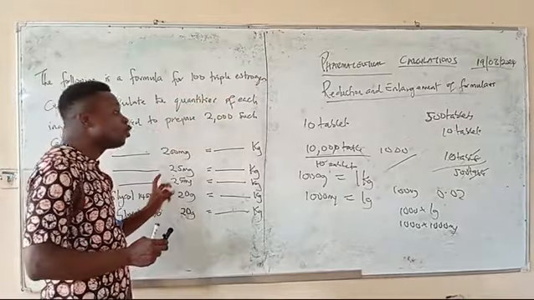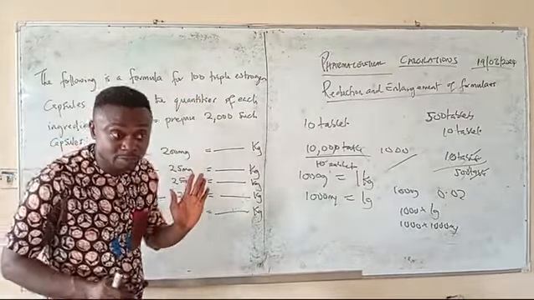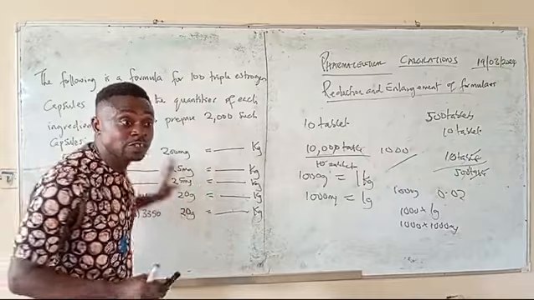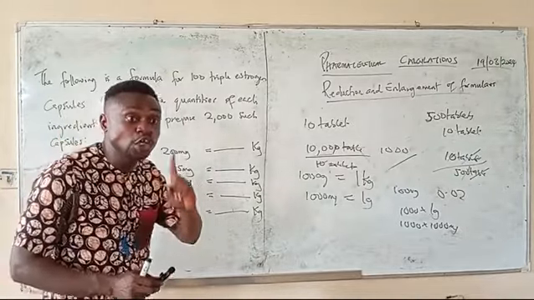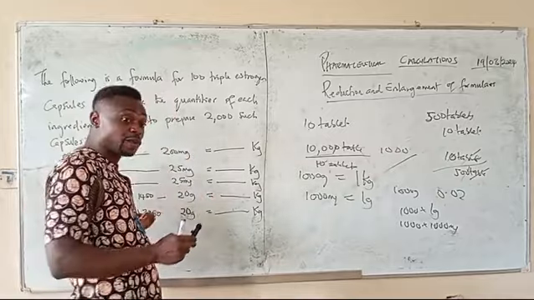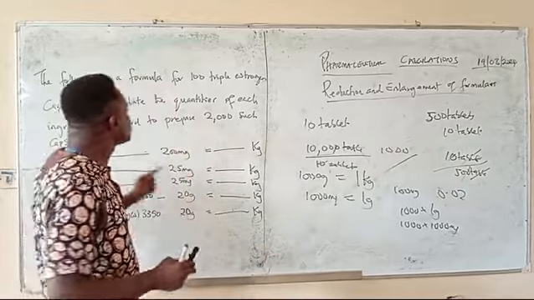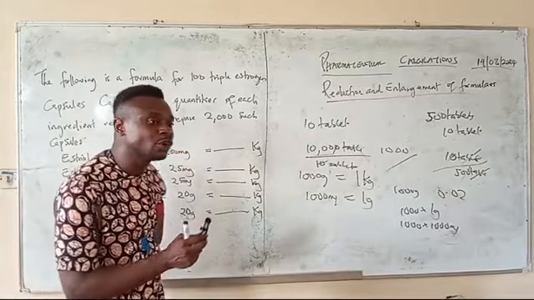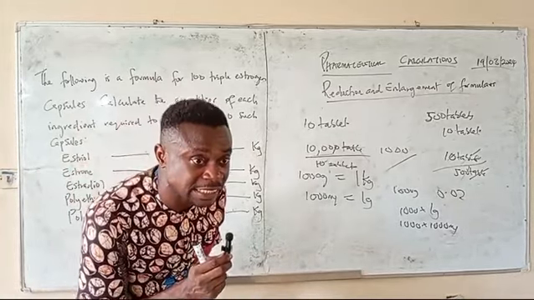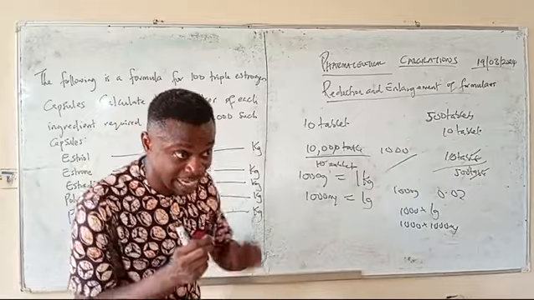So this formula will only produce 100 capsules. Simple. 100 capsules of this product. That's what this one can produce. Only 100 capsules, the formula. But you are asked to produce 2,000 capsules. Are you going to reduce the formula or enlarge it? You will enlarge it, right?